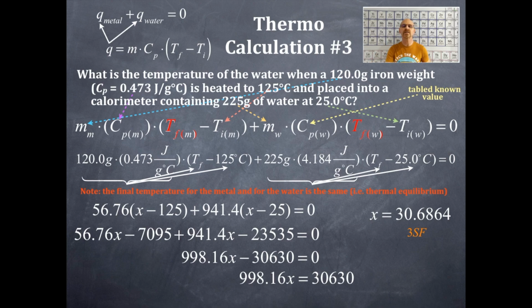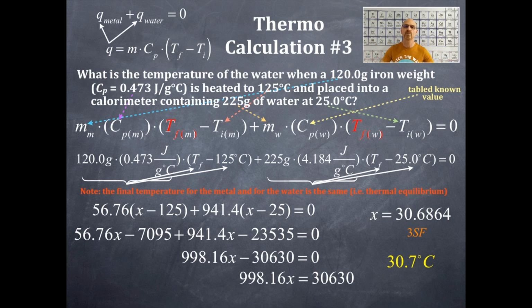I'm going to put the units on here to make sure that I have the correct set of units for a temperature, since this is a temperature and it was degrees Celsius before. So I'm going to pop that on there here. So here is my number, rounded correctly with the correct set of units. I got 30.7 degrees Celsius. And then I'm going to ask myself, does this number make sense? Okay, so I have a 120 gram iron weight and it's heated to 125 degrees Celsius. I got 225 grams of water and it's at 25 degrees Celsius.